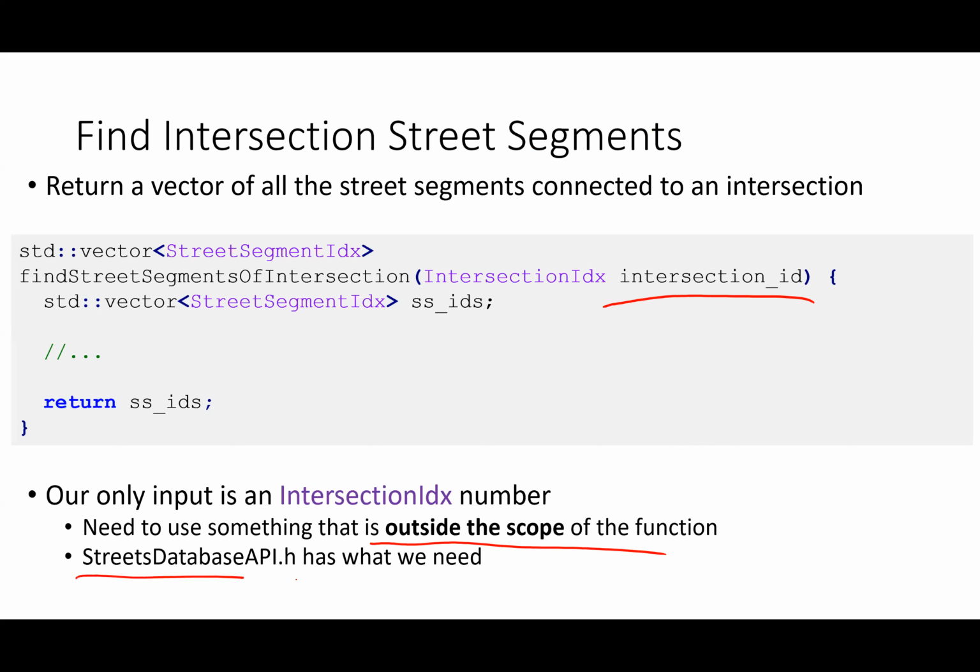And that other information is going to be given to you by that streets database API header file. Right? That's your menu of what questions you can ask. There are two functions in this milestone where you're going to need to use the OSM database API. All the other ones, you only need to use this header file, so that's the one you use most of the time.